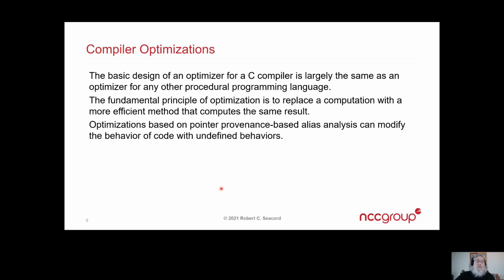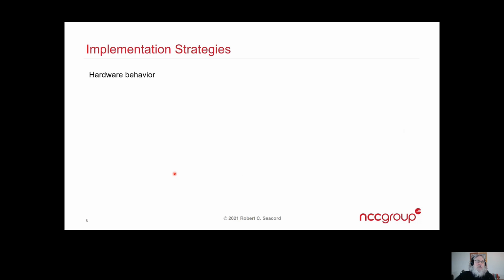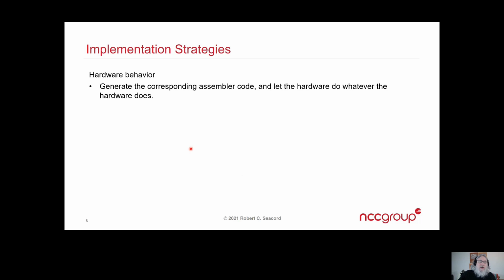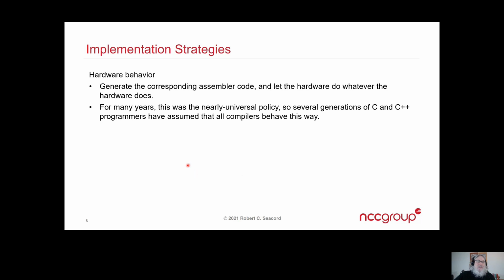Optimization might be based on pointer provenance-based alias analysis, and these optimizations can modify the behavior of code which has worked for some time, but which has these undefined behaviors. There are three basic strategies that compilers use. One is called the hardware behavior model, where the compiler basically just generates the assembly code corresponding to the C source code, and then lets the hardware do whatever the hardware does. That's been the nearly universal policy for many years.